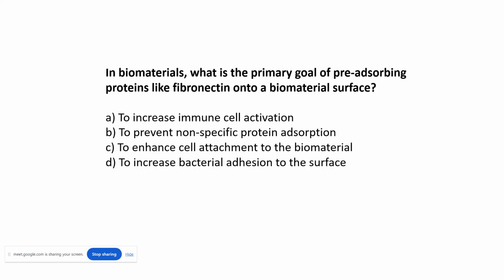Fibronectin is a protein of the extracellular matrix, or ECM, and it binds to receptor proteins called integrins, which are membrane bound proteins in most cells. So if you want to increase cell attachment, you can use fibronectin. However, it can also lead to non-specific protein adsorption as well, but it does not prevent non-specific protein adsorption. So option 3 would be the correct answer, to enhance cell attachment to the biomaterial.